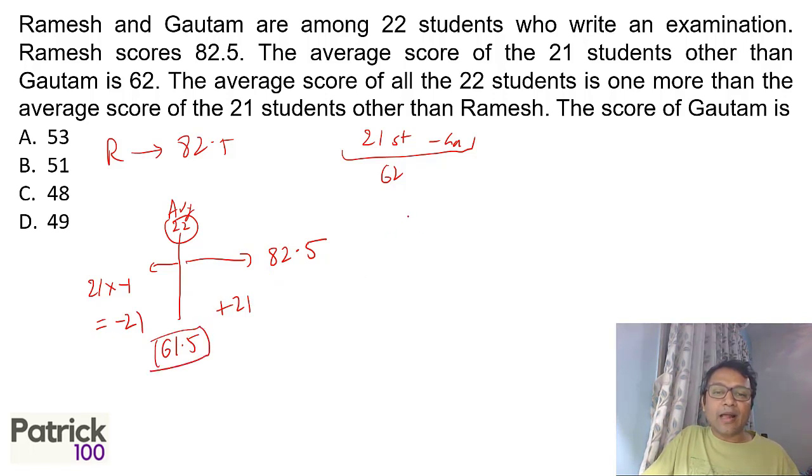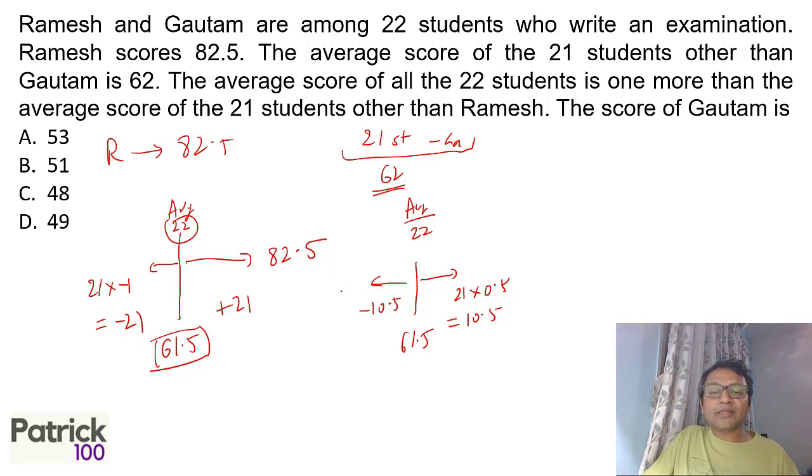Now going to second part, average of 22 students is still 61.5, from which the 21 students apart from Gautam is 0.5 more than the average, because the average is 62. They are 0.5 more than the average, which means they are 10.5 more than the average. So Gautam has to be 10.5 lower than the average. 61.5 minus 10.5 will give you 51. Straight away the answer. You can form equation and solve. It takes a longer time, but this is straight away.